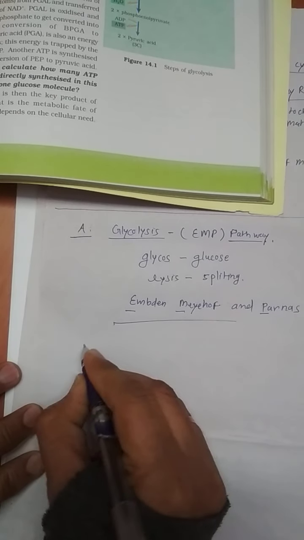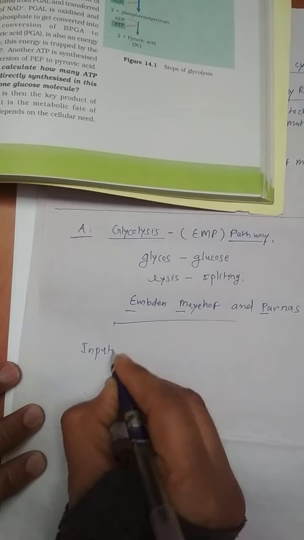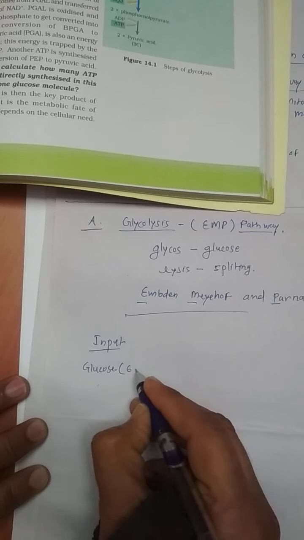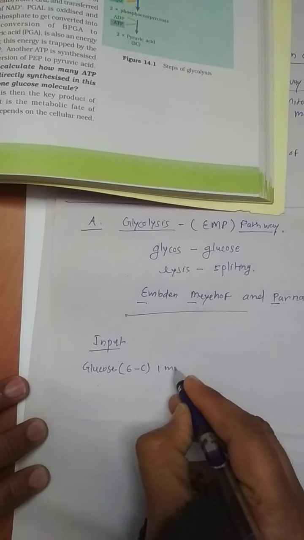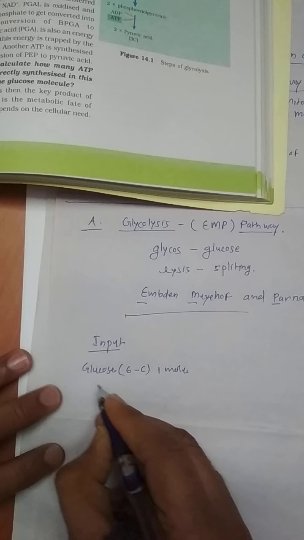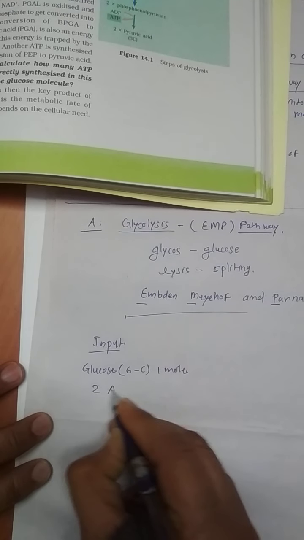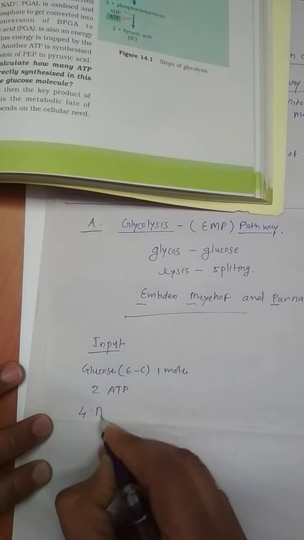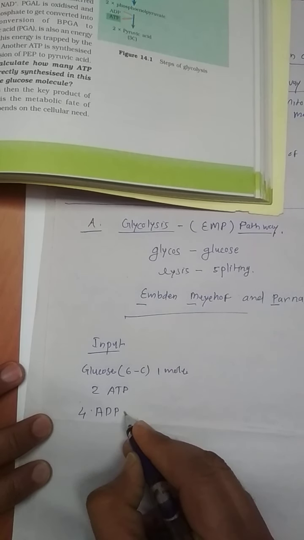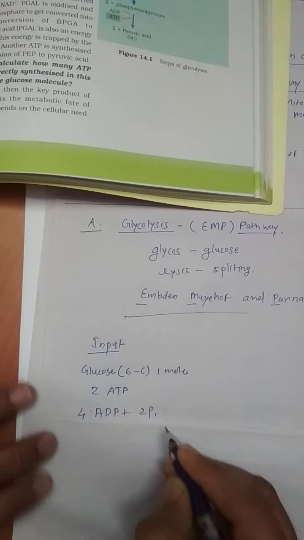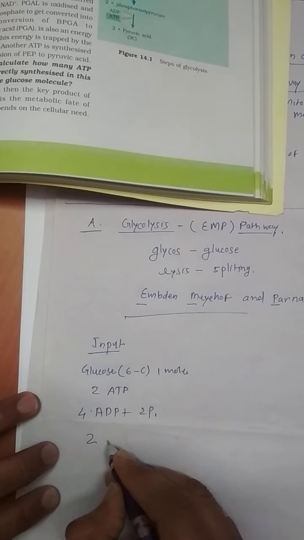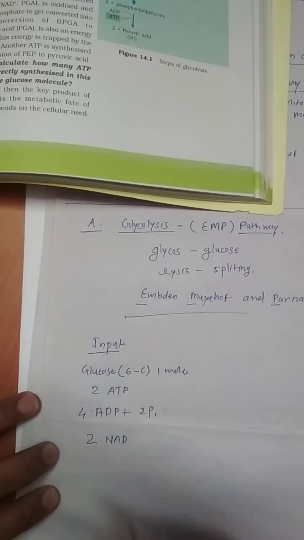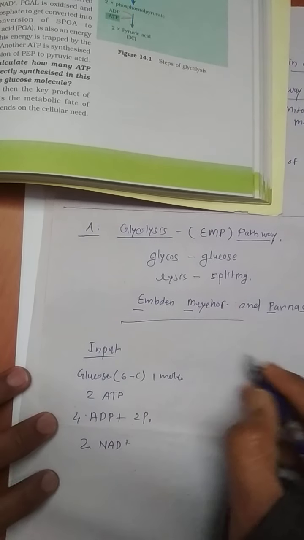Now we can conclude the total input. What is the total input? Glucose, 6 carbon, 1 molecule, and 2 ATP, 4 ADP plus 2 phosphate, and 2 NAD plus.